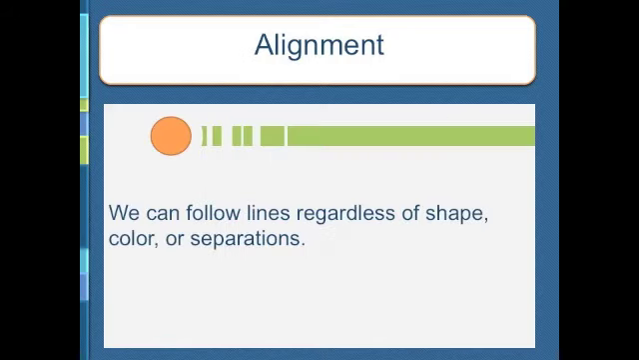Okay, so let's look at yet another example of alignment. Here we can see that we can follow any line regardless of shape, color, or separations. We visually fill in the gaps to take this line up at the top. We follow the green line. We go through the physical separations. We switch into an orange circle, and it follows us right to the center point of that circle.